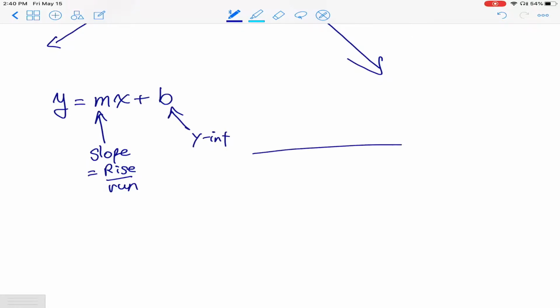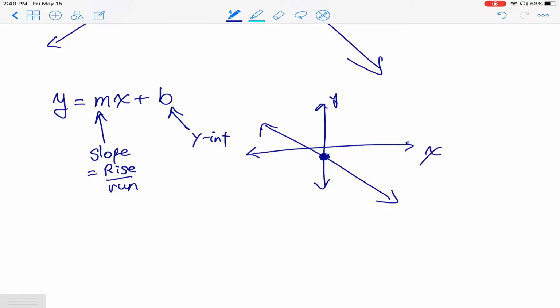Now the y-intercept is the point where your graph intersects with the y-axis. So let's say if I have a graph going this way, this is going to be my y-intercept. If I have a line going that way, then this is going to be my y-intercept.